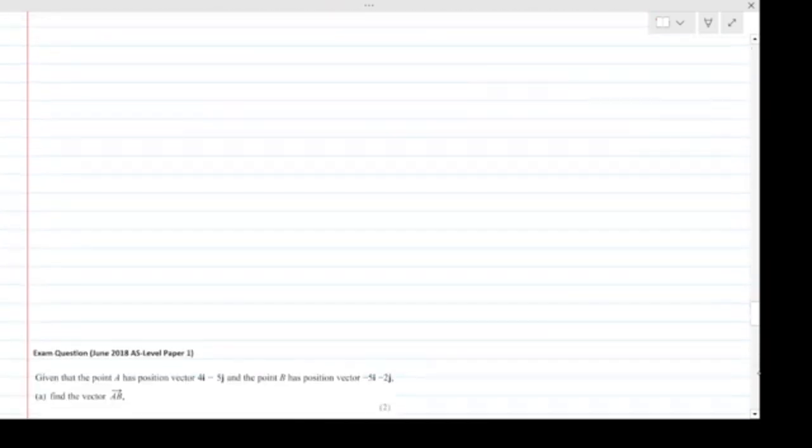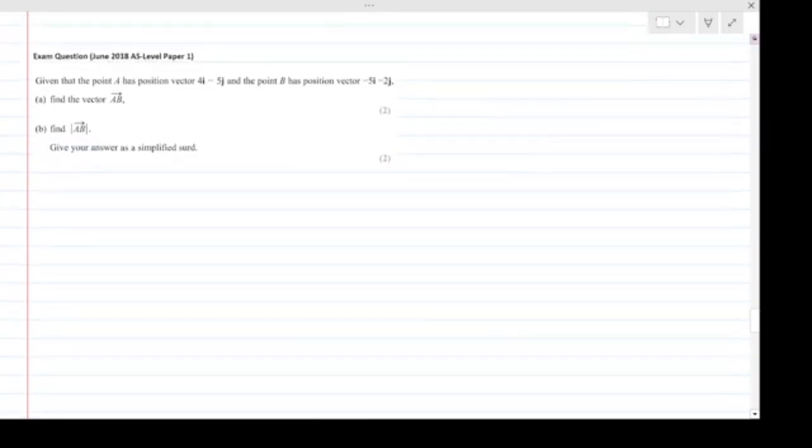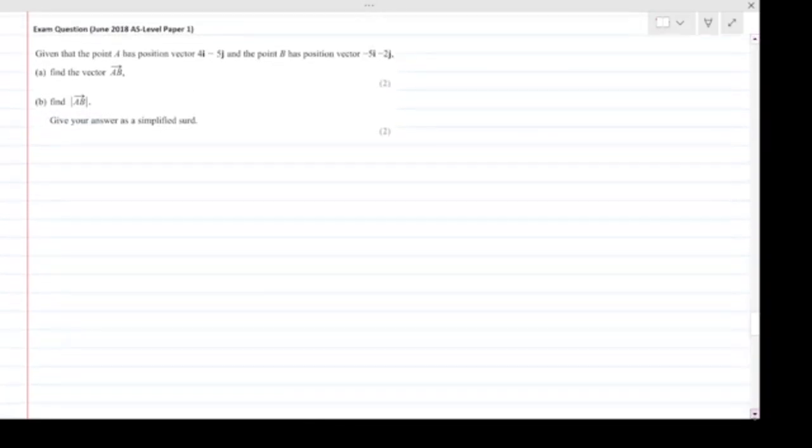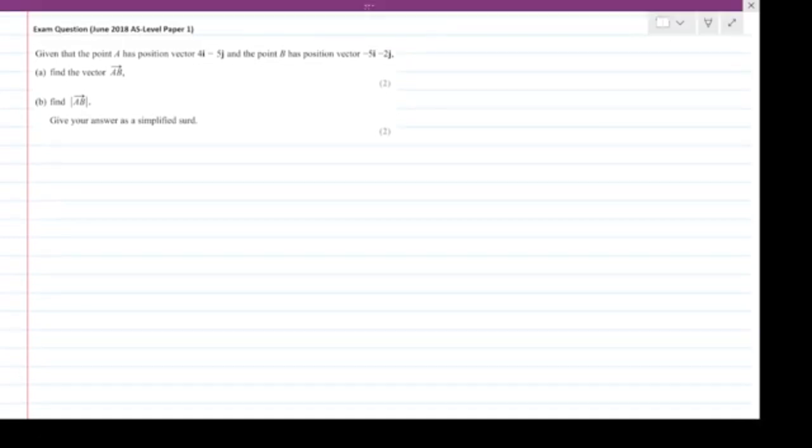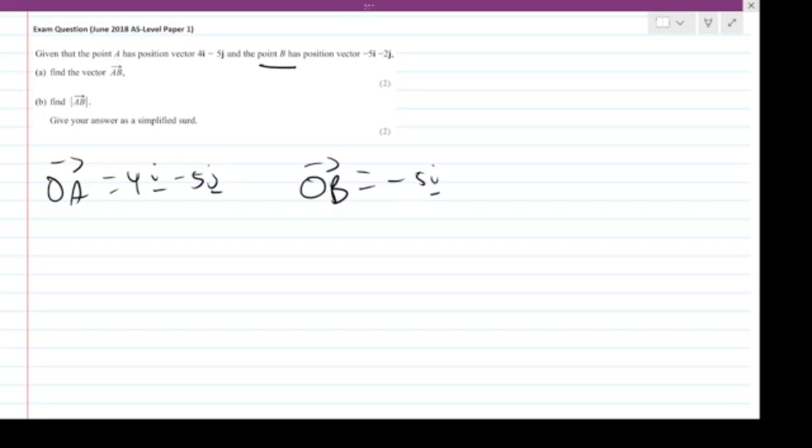Right, now we're going to finish off with an exam question, and I did say it's very similar to an earlier question, and I do recommend you get to grips with these sort of questions. Very bog standard. We're given that the point A has position vector 4i minus 5j, so the position vector of A, OA, is 4i minus 5j. And the position vector of B, OB, is minus 5i minus 2j.